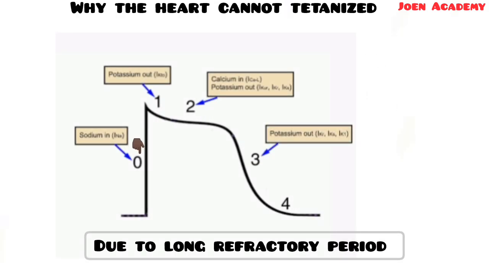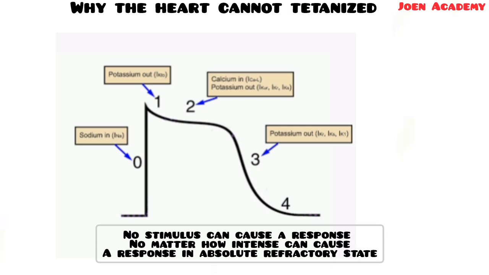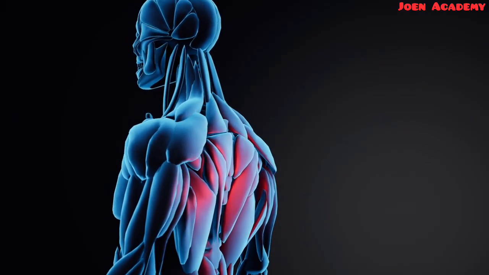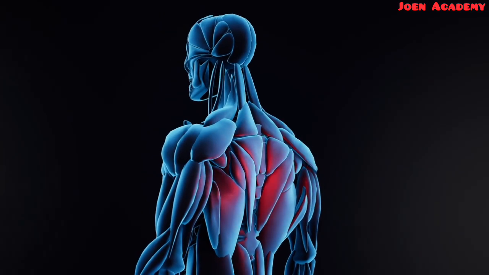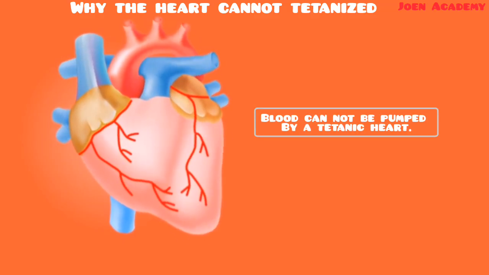During phase 0, 1, 2, and part of 3, before repolarization reaches threshold potential, the heart is absolutely refractory, and no stimulus, no matter how intense, can cause a response. Since systole ends in phase 3, the contractile response is over while the heart is still absolutely refractory. This means that the heart cannot be tetanized like the skeletal muscle. This is functionally important because blood cannot be pumped by a heart in tetanic contraction.